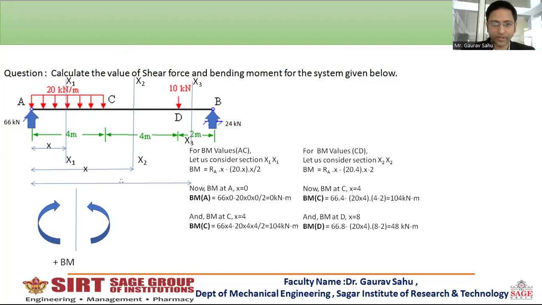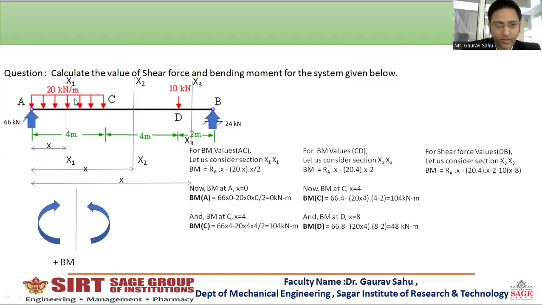The total distance of this section from the reference point A is small x. Now the BM equation for DB, considering section x3-x3, will be RA going upward, with total distance x, so RA times x, then 20 into 4, the UDL applied at the center of this 4. So here the point load converted, 20 into 4, will be applied. But as you see, the total distance is x and we have to deduct this portion, so it is multiplied by the perpendicular length. Here the distance of x3 to this point load will be x minus 2.